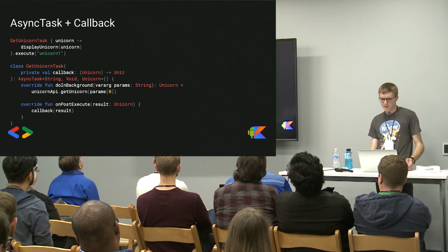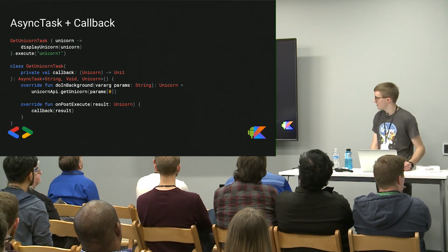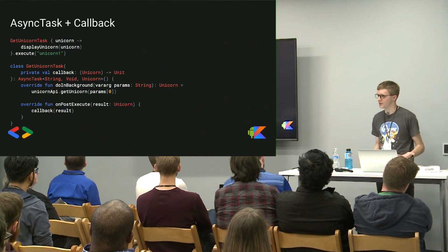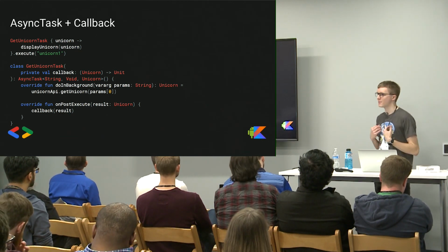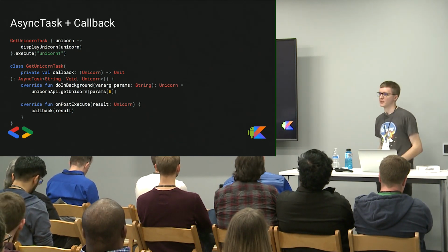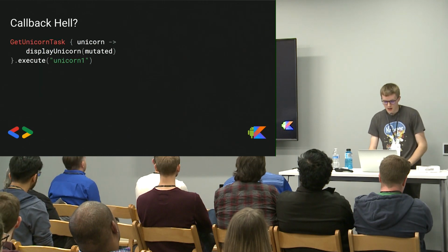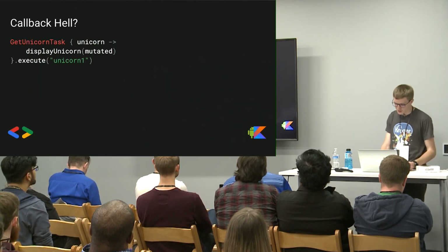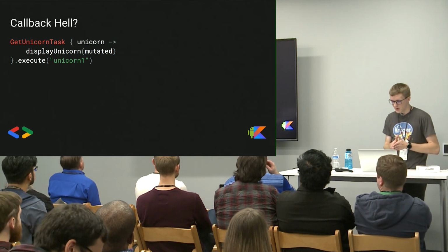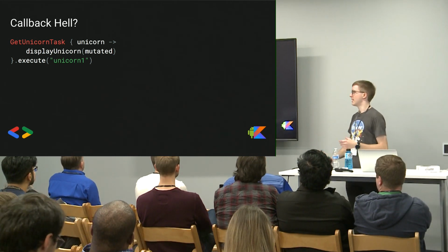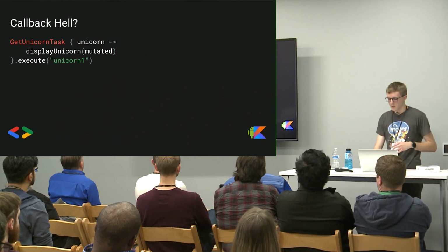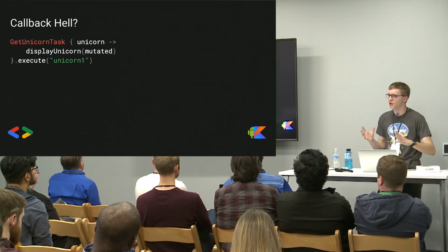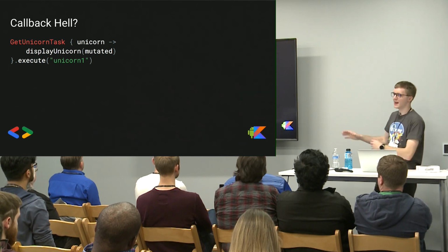But the problem is, this is not very clean. It's a lot of code to achieve something that sounds relatively simple. We only care about getting our unicorn and doing something else on the main thread. The issue is once you want to do even more complex operations. One callback isn't the worst thing ever. It could be cleaner, but it's not too bad at this point.